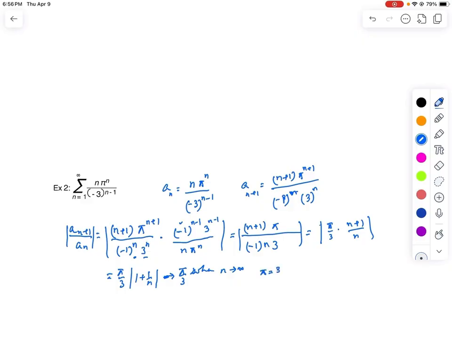So now what is pi over 3? Remember that pi is 3.14, and when we divide it by 3, we get a number which is greater than 1. So the series diverges.